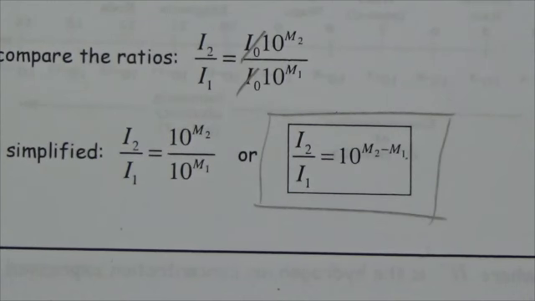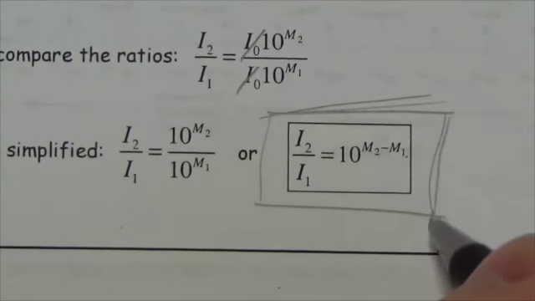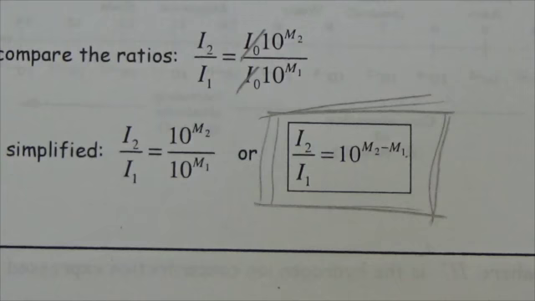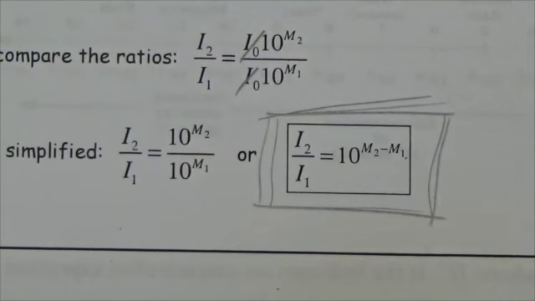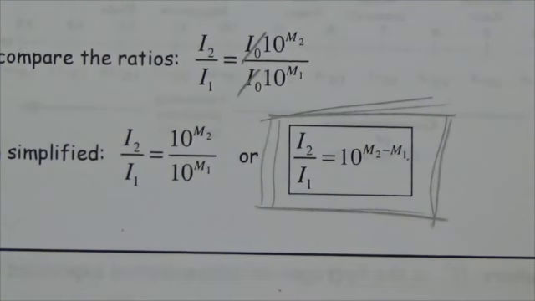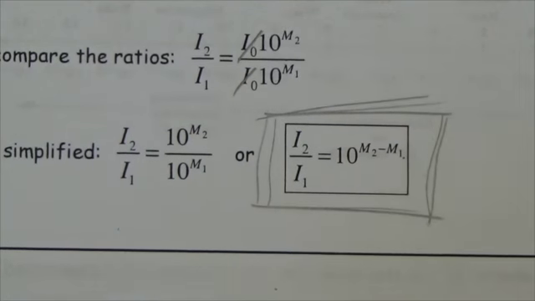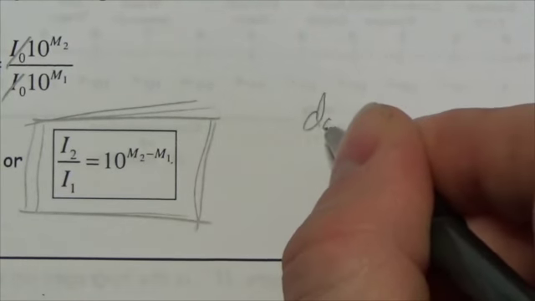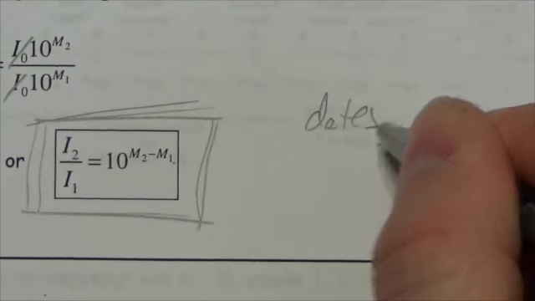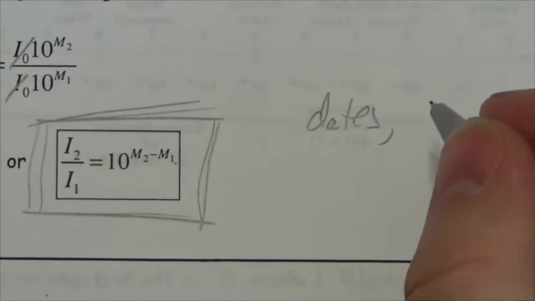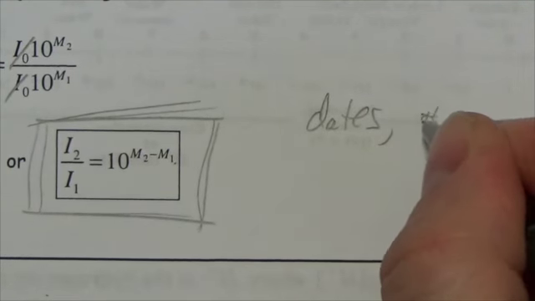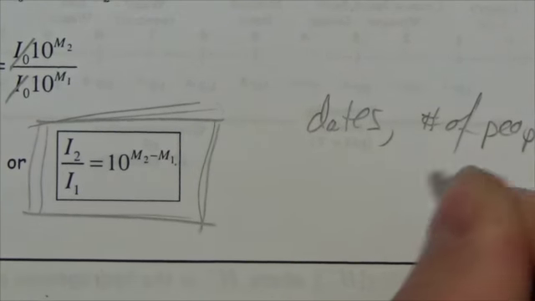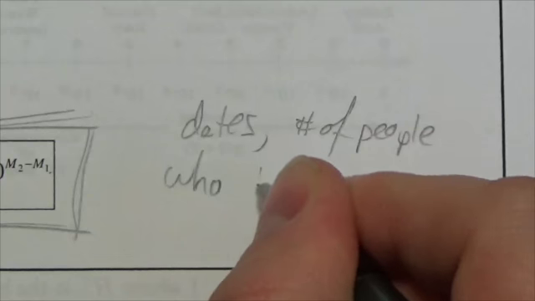Now I don't believe this equation is given to you when you write your exams. This is something that you'd have to memorize. In fact, you might even be given a different equation altogether to work with, but this is the most useful one, so you might want to memorize that. Just before we go into some examples, a word of warning. In these questions, you're going to get dates, and oftentimes you're going to be told the number of people who died in these earthquakes.